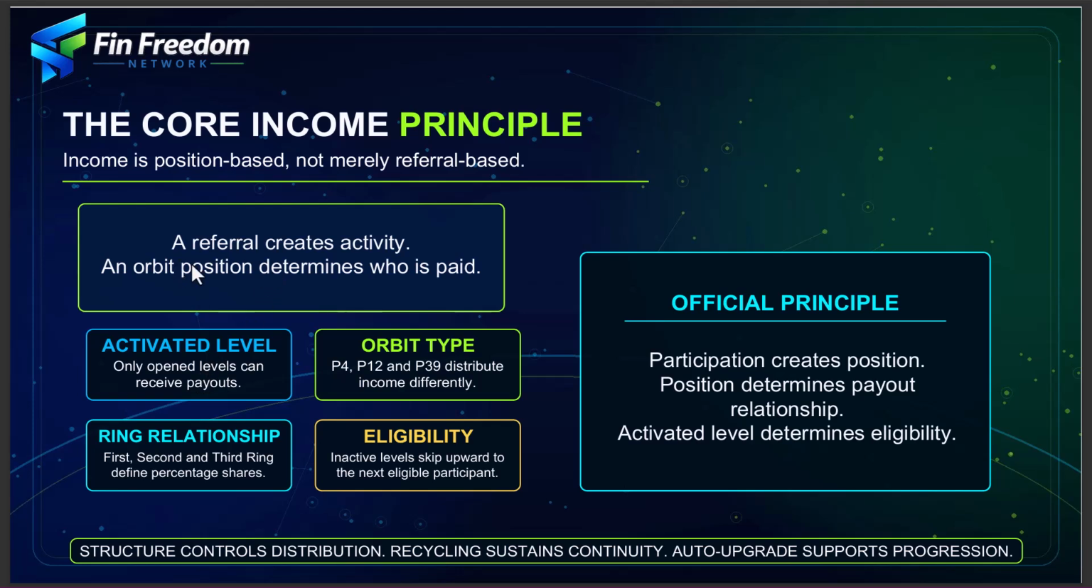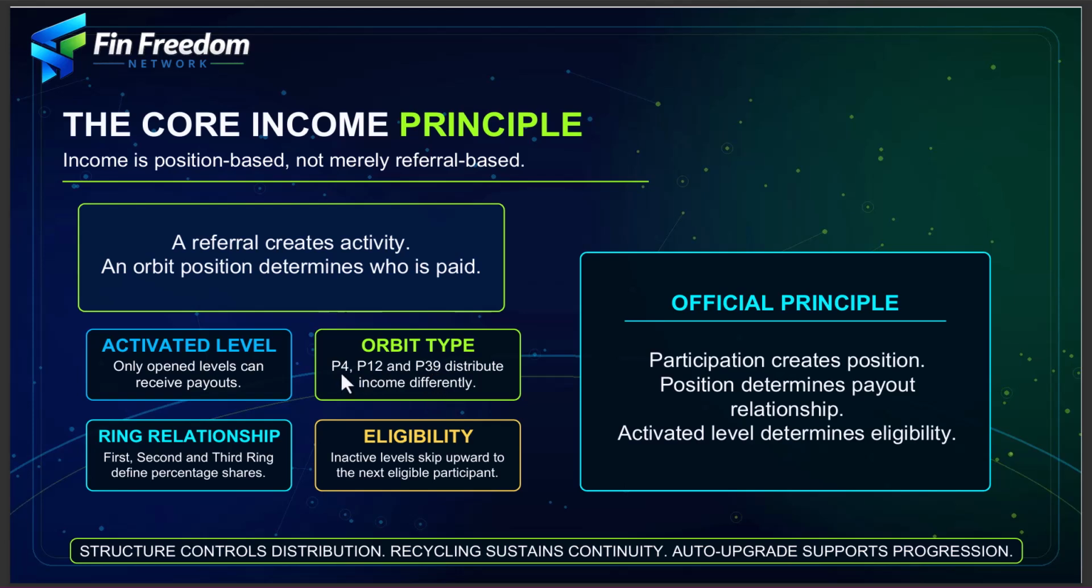So inasmuch as it's not a referral-based business, it's a position-based business, you need to activate a level for that position to be liable to receive money. Then we also have 3 different orbit types from level 1 to 10.